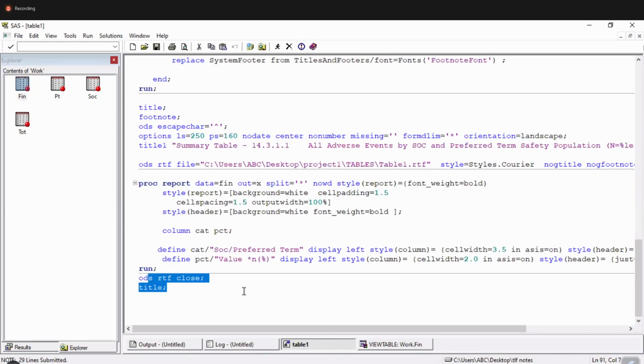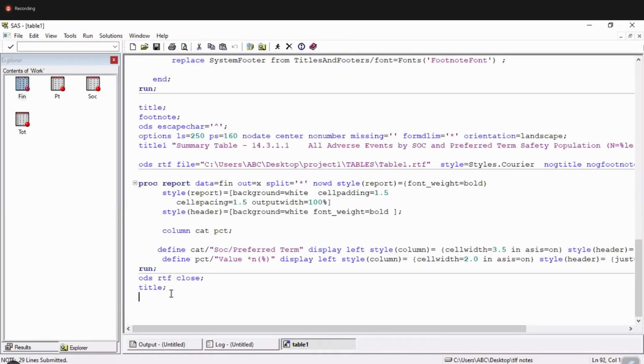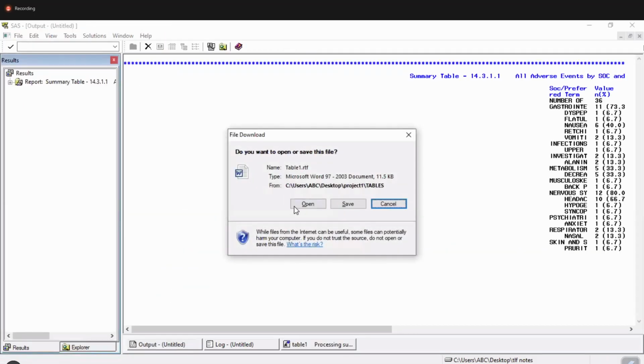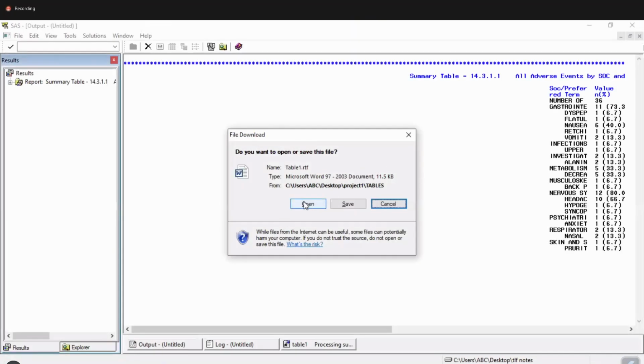Close the ODS system, close the titles. That's it. Number 4. See, in your desktop location, project 1 location, the tables report is ready. I'm closing the previous one. I'm opening the new one.